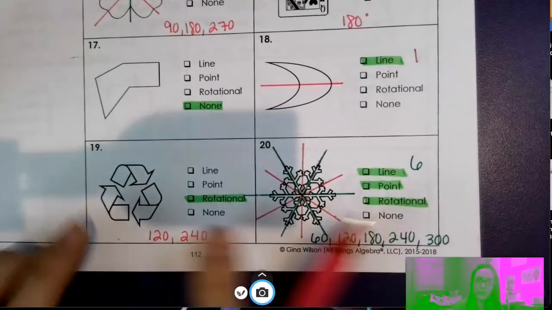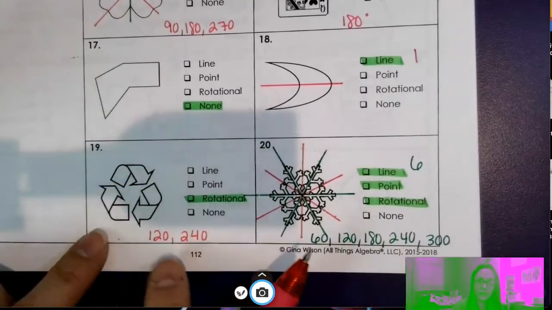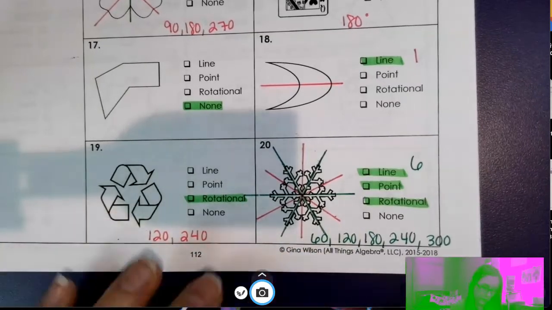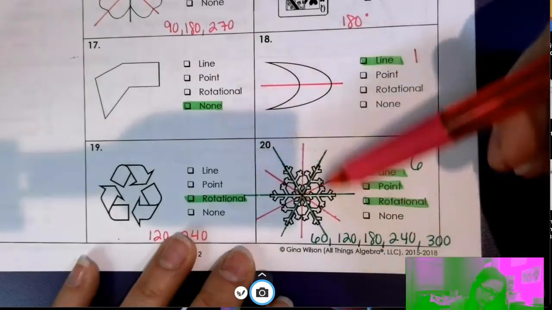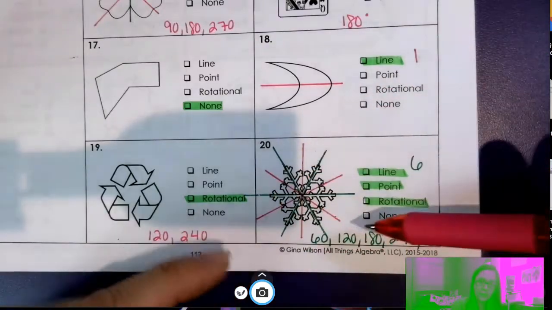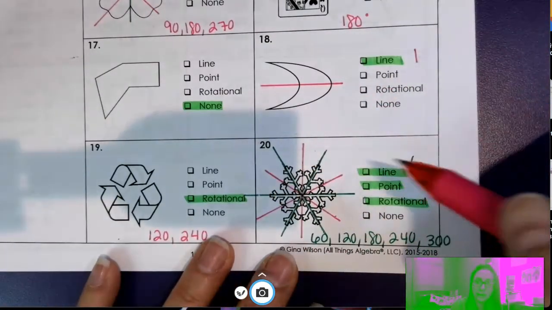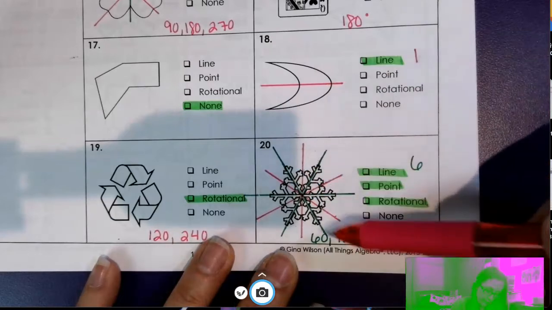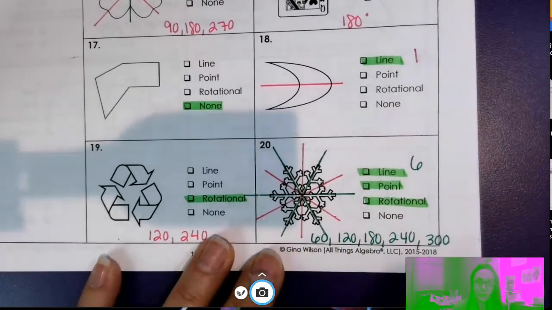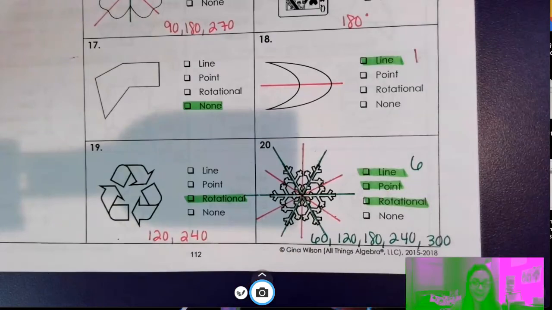This one had just rotational 3 times, so 360 divided by 3 was 120 and 240. This one had 3 green lines and 3 pink lines through the middles, so 6 lines altogether, and there were 6 points of the turn, so divided we'd get 60, 120, 180, 240, and 300. So that is our symmetry.